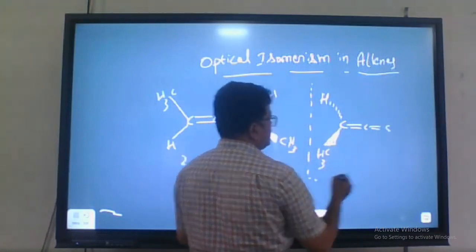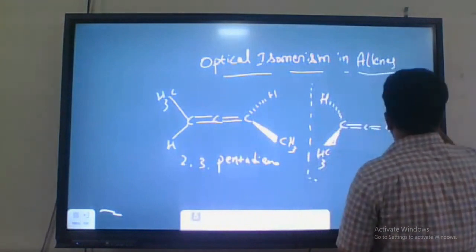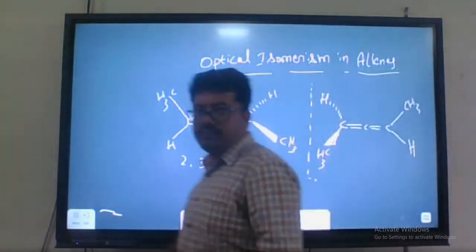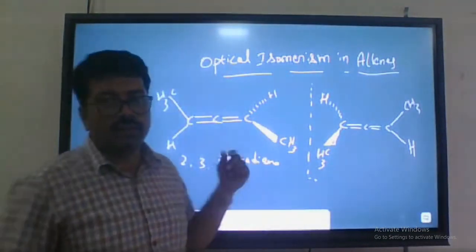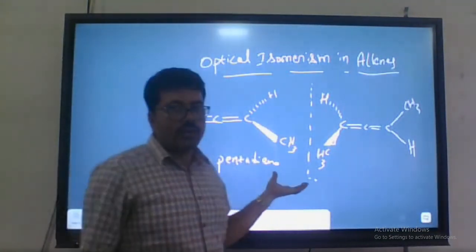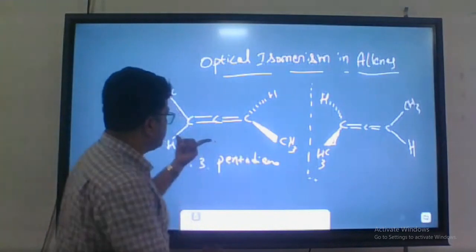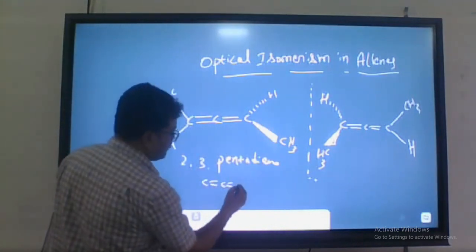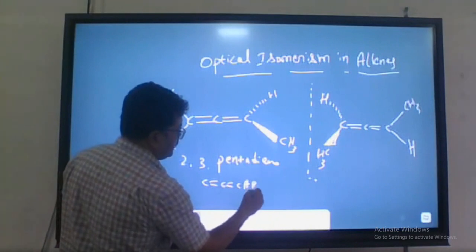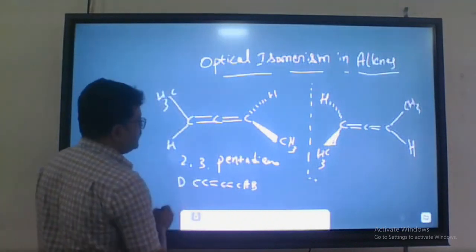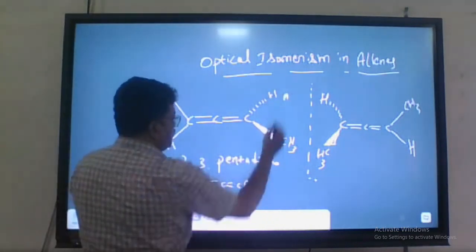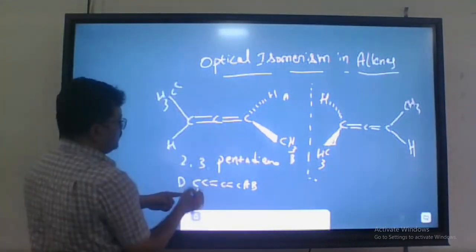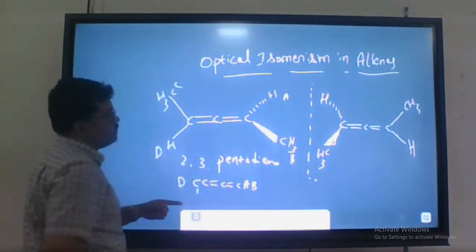This CH3 and this one CH3 is H. This is H. So allenes of the type, for example, this is AB and this is CD. Here this is A, here this is B, here this is C and this one D.